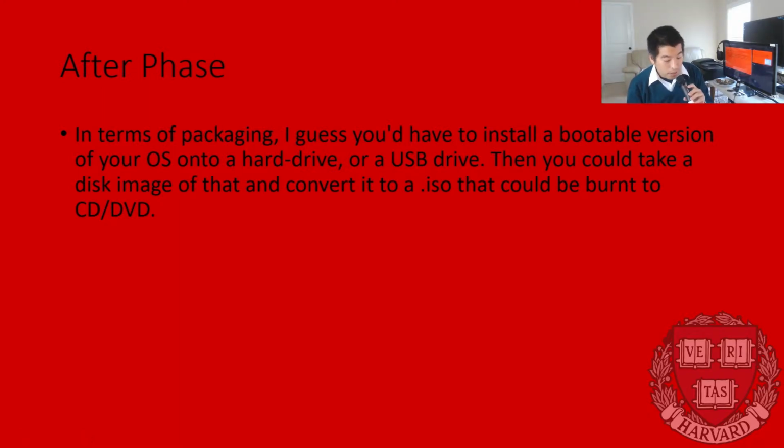So after this is the part when you have actually finished having a build, you have completed coding, making an operating system. You want to move on after finishing your operating system. So in terms of packaging, I guess you'd have to install a bootable version of your OS onto a hard drive or a USB drive. Then you could take a disk image and convert it to an ISO file that could be burnt to CD or DVD.